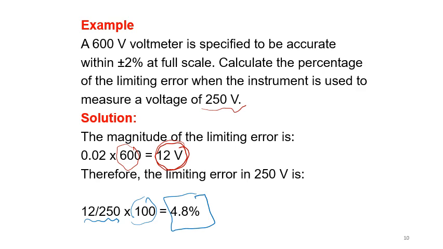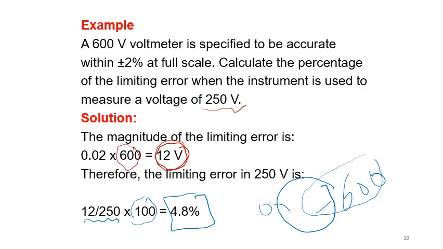Don't go far from the full scale of the meter when you are using it. What do I mean by this? If the meter here is 0 to 600, that means use it when you want to measure a value close to 600, close to and lower than 600. Don't use it to measure values close to 0, because as you get closer to 0, the percentage of error gets higher and higher.